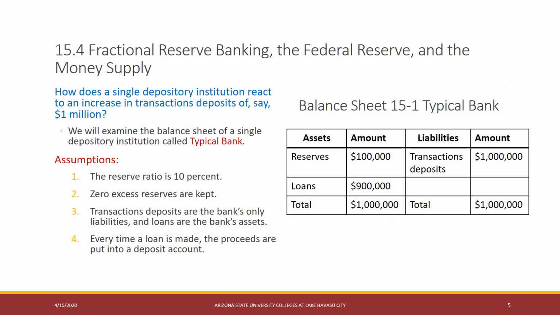The liabilities for the institution consist of $1 million in transaction deposits, and assets of $100,000 in reserves and $900,000 in loans to customers. The total assets of $1 million equal the total liabilities of $1 million. Because Typical Bank has $100,000 of reserves and $1 million of transaction deposits, its reserve ratio is 10%. Thus, Typical Bank is part of a system of fractional reserve banking in which it holds 10% of its deposits as reserves.